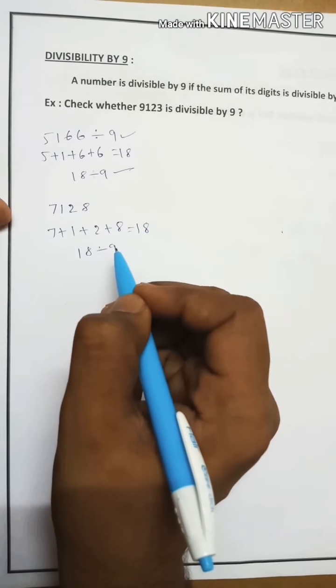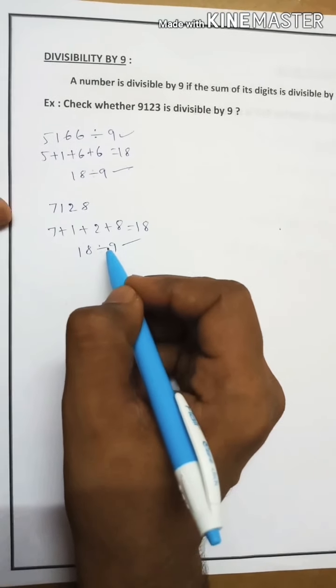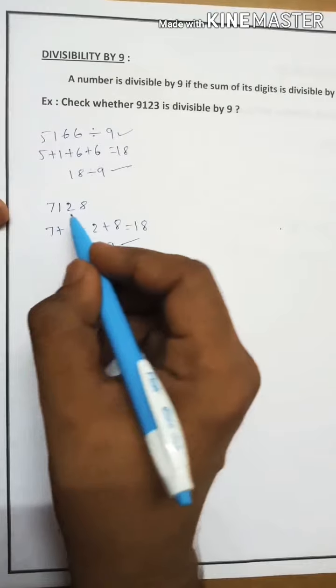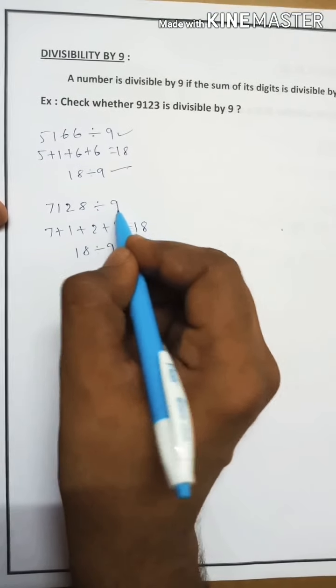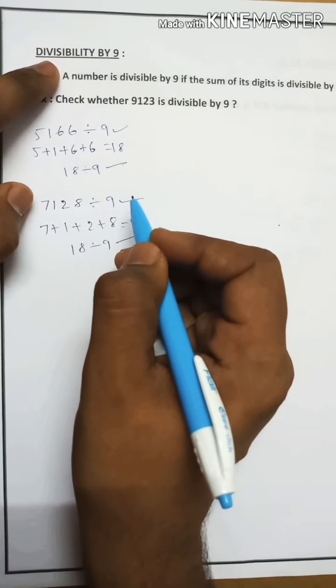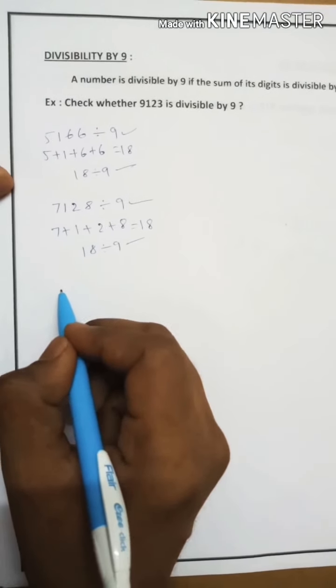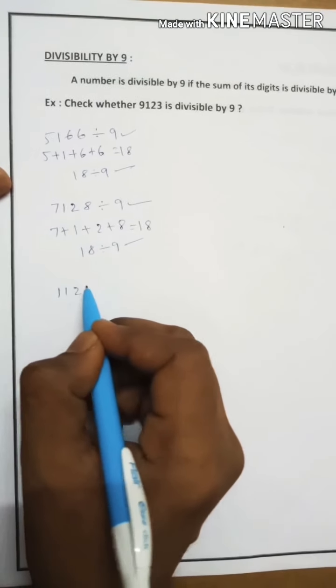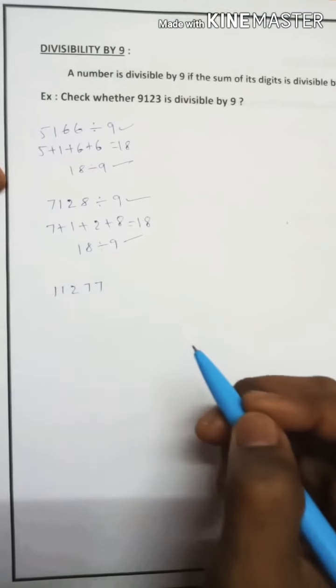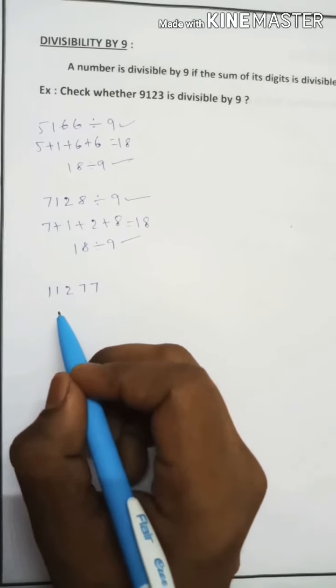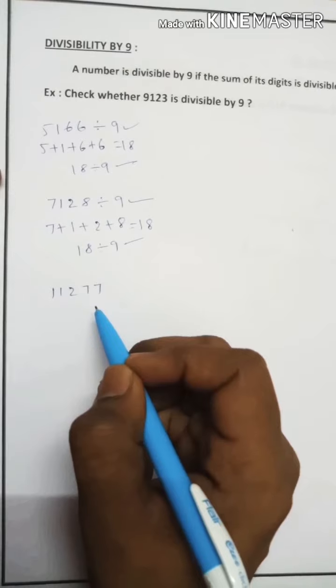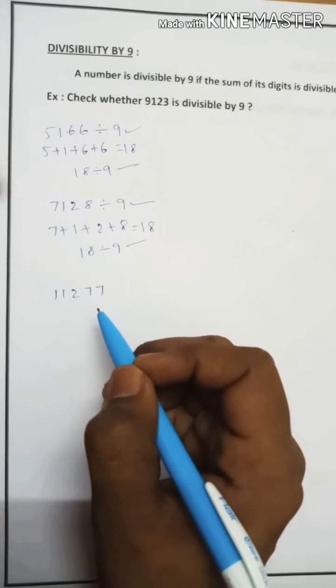Yes. 9 twos, 18. So from this we can say that 7128 is divisible by 9 according to this rule. Okay, let us take one more number, 11,277. Now let us check whether 11,277 is divisible by 9 or not.